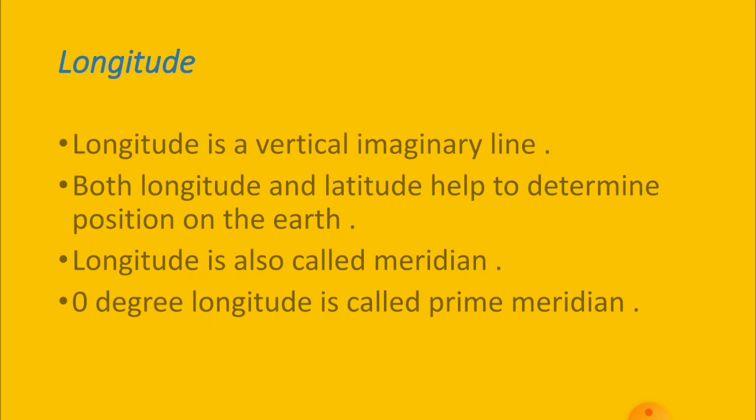Okay. Then another thing, longitude is also called meridian. So you should not be confused. What is meridian? What is longitude? You should not be confused. Longitude is equal to meridian. 0 degree longitude is called prime meridian. What is prime meridian? Prime meridian is 0 degree longitude.